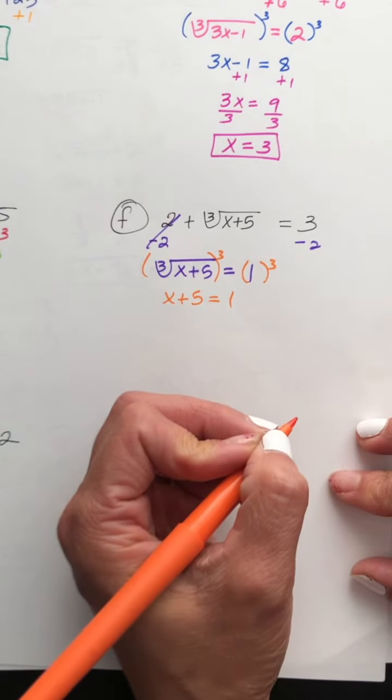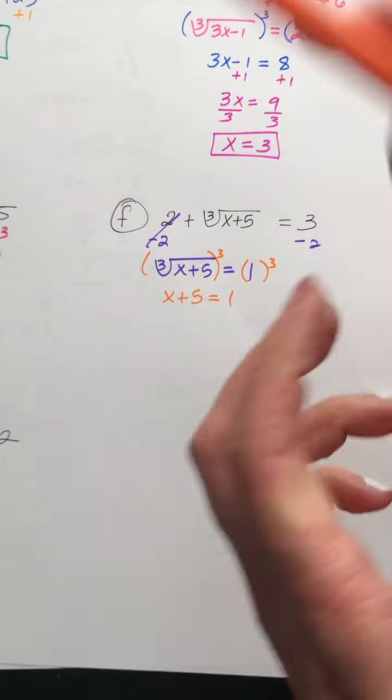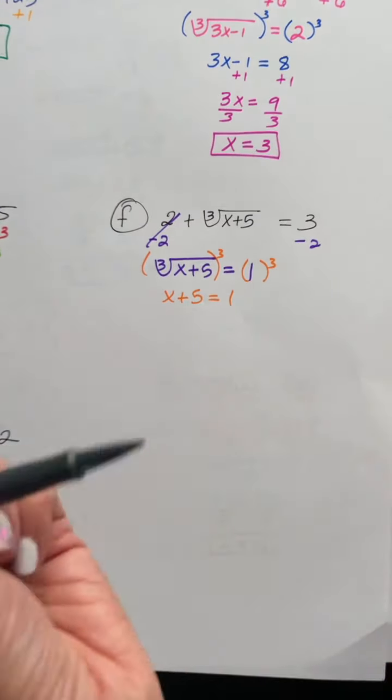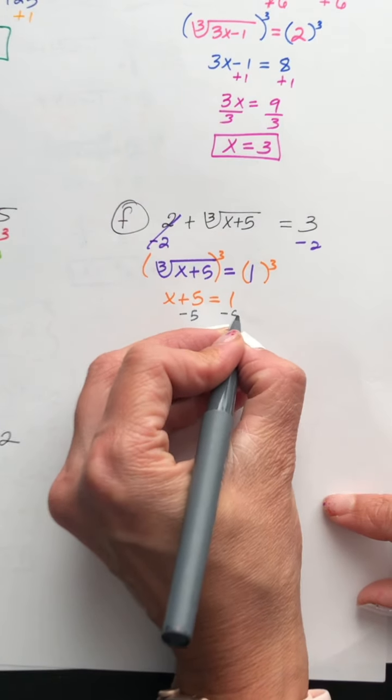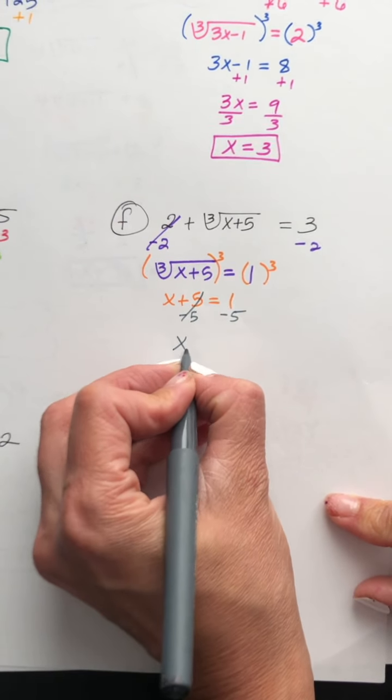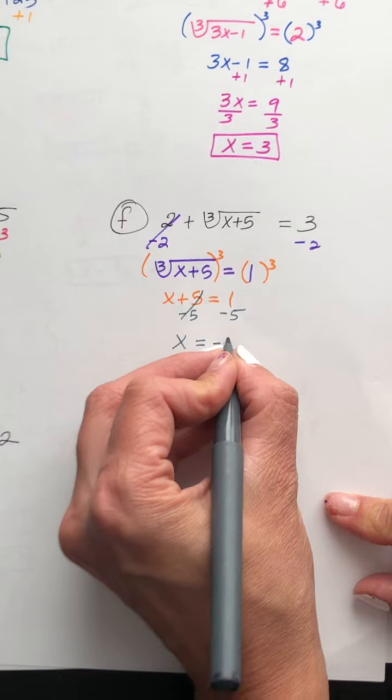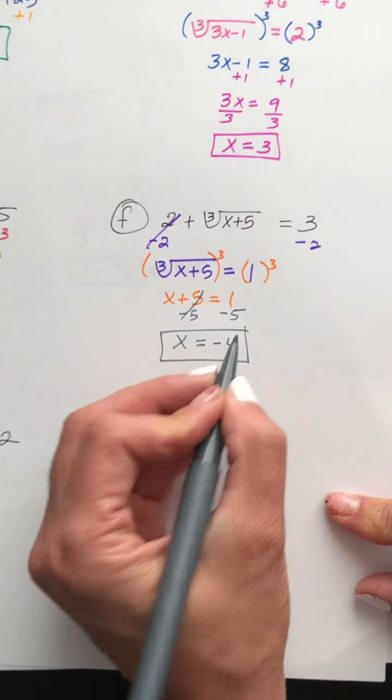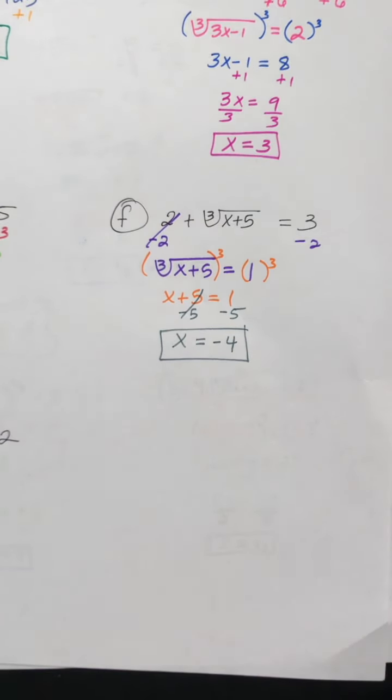1 cubed is still a 1. We need to solve for x, and all we got to do is subtract 5 to make it happen. And so we'll get that x equals 1 minus 5 is a negative 4. And that's the answer.